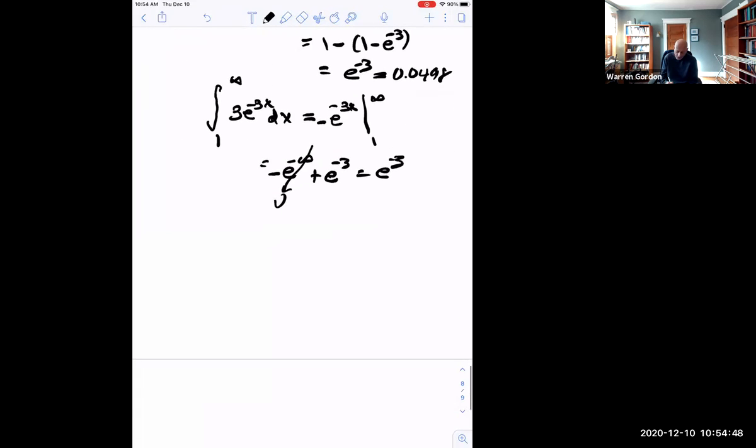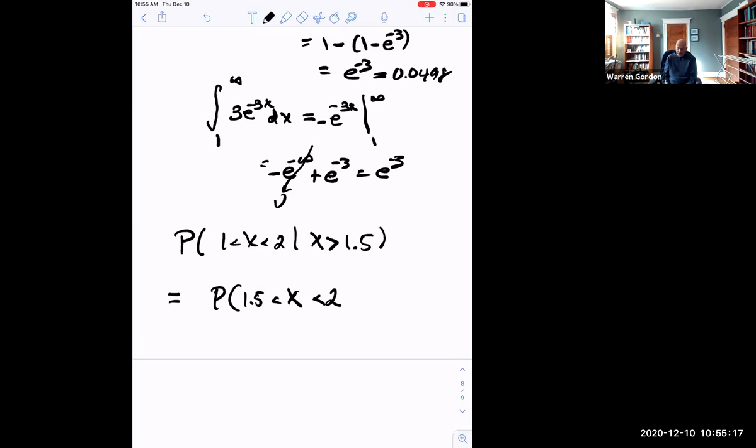Okay, now this last part here: what's the probability that x is between 1 and 2, given x is greater than 1.5? Well, there's a conditional probability. It's equal to the probability of the intersection, that x is between 1 and 2 and greater than 1.5, which is just simply 1.5 less than x less than 2, over the probability that x is greater than 1.5.